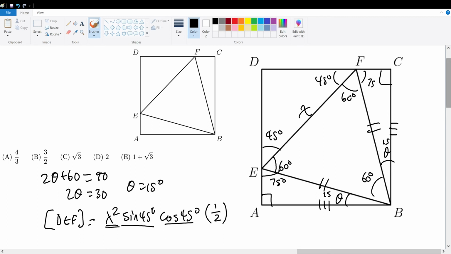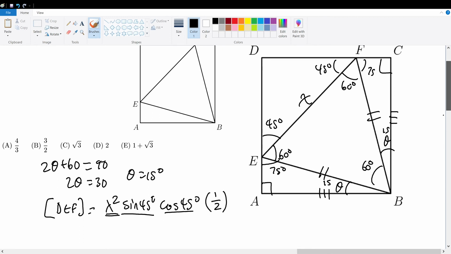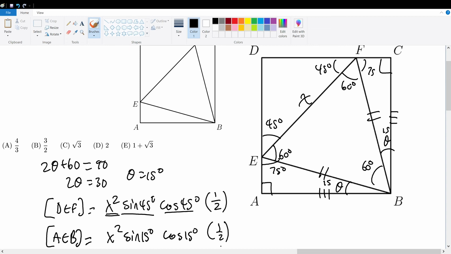Given this, we can move on to the next one, which is the same process. Area AEB is the same thing as x squared times sine 15 degrees times cosine 15 degrees times 1/2. Why is it 1/2? Because it's base times height divided by 2. The base is x times cosine 15, the height is x times sine 15, and multiplied by half will give us the area.